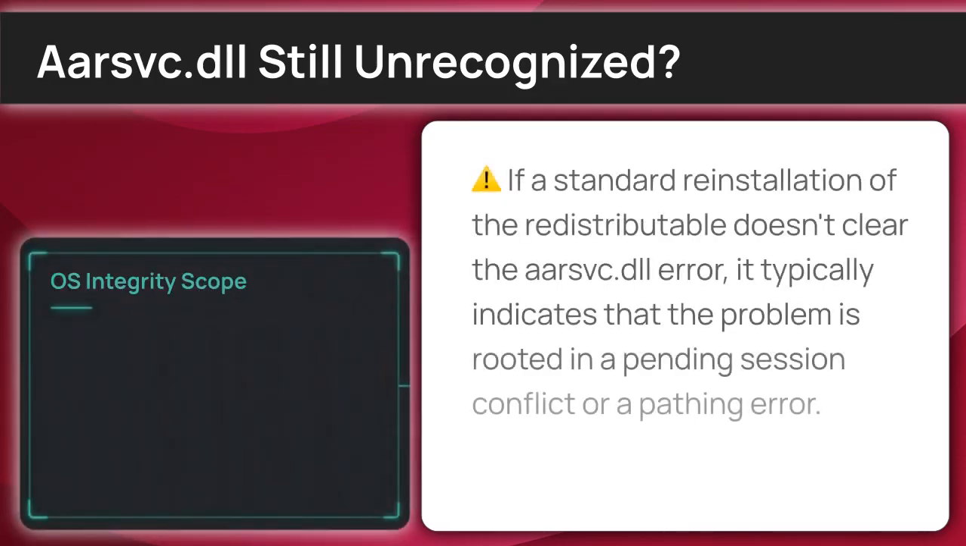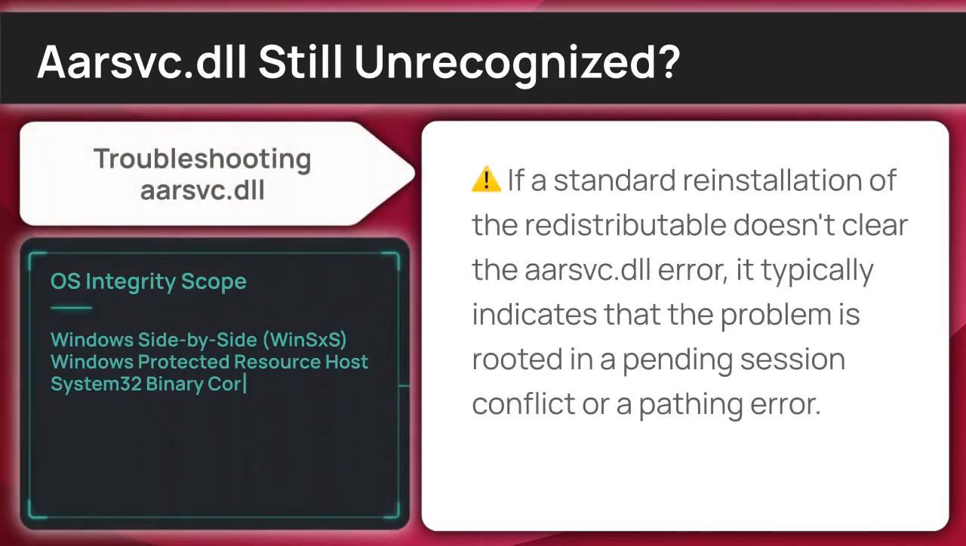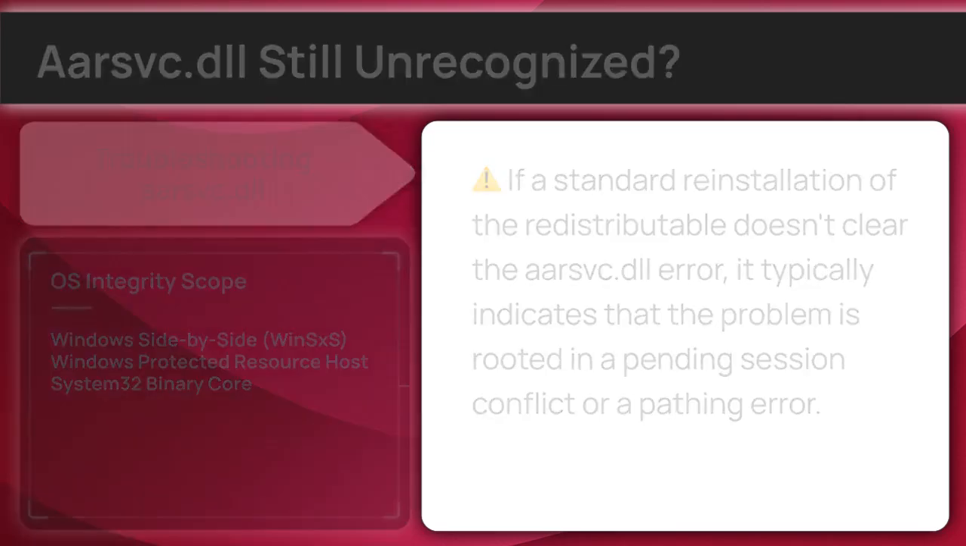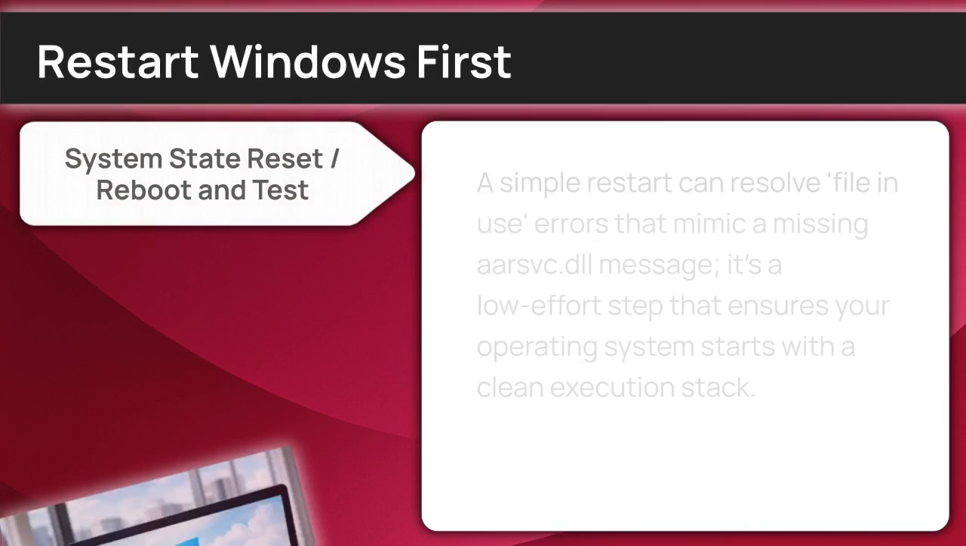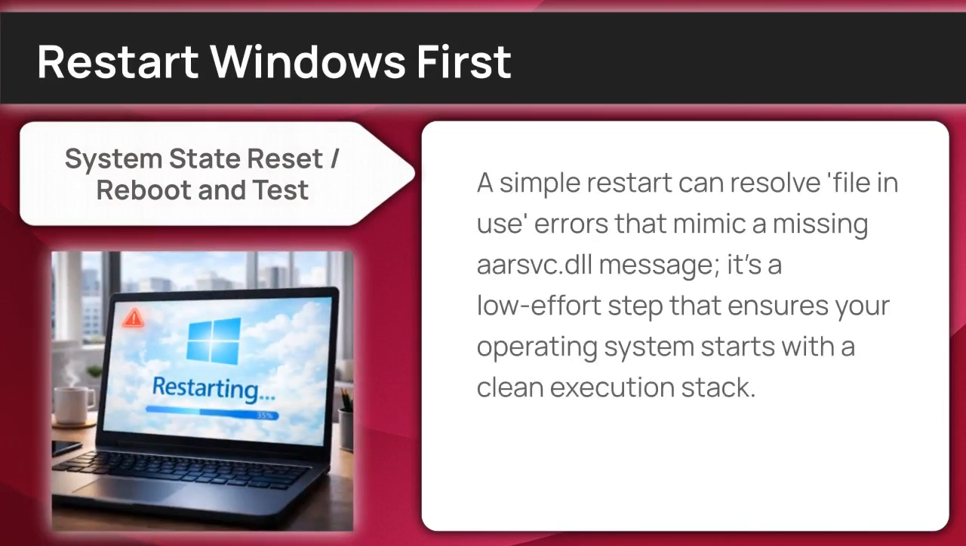If a standard reinstallation doesn't restore the library, we need to verify if the system environment is properly recognizing the new components. A full system restart clears the temporary memory cache and allows Windows to attempt a fresh initialization of all required libraries, including Agent Activation Runtime Service.